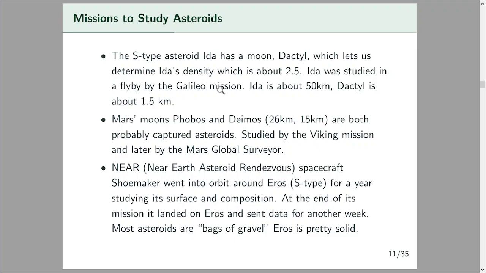The Near-Earth Asteroid Rendezvous spacecraft, NEAR Shoemaker, went into orbit around Eros, an S-type, for a year, studying its surface and composition. At the end, the mission landed on Eros and sent data for another week. Most asteroids are bags of gravel. Eros, it appears, is pretty solid.